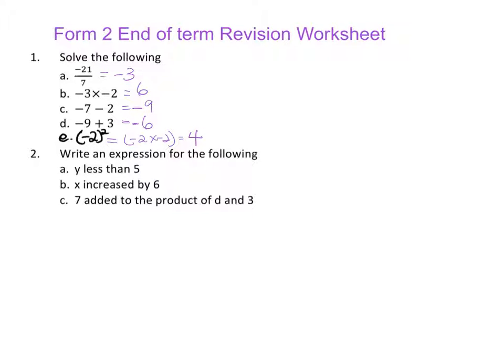Next, we have to write an expression for the following. So y less than 5 means that we are going to take 5 and minus y, because it will be y less than the 5. X increased by 6, we're going to take the x and increase it by 6. And then we have 7 added to the product of d and 3. So d and 3 would be 3 by d.